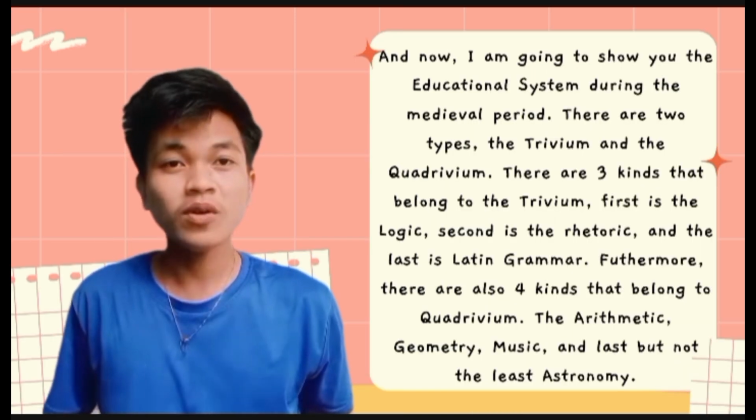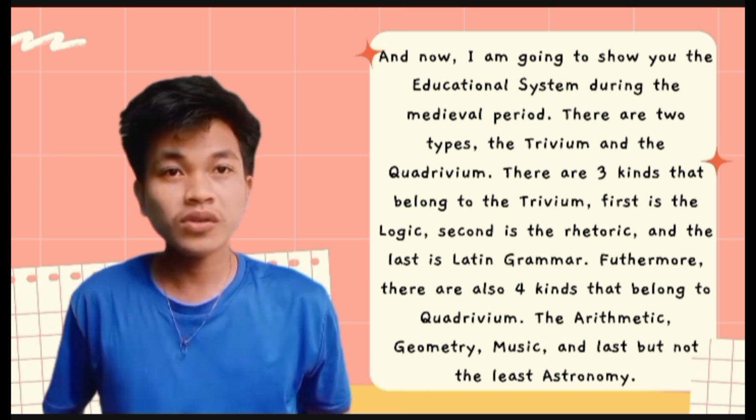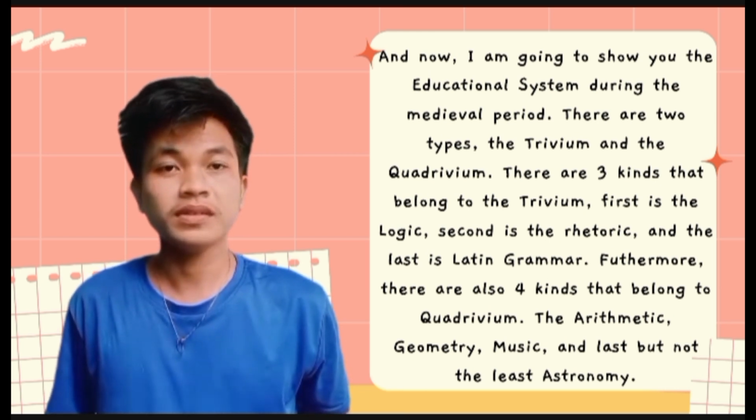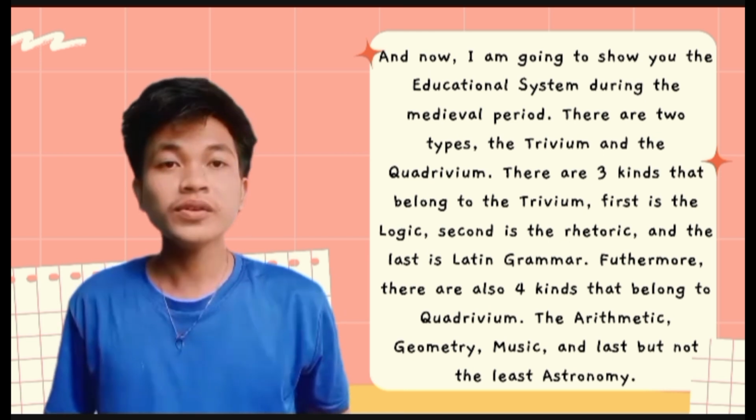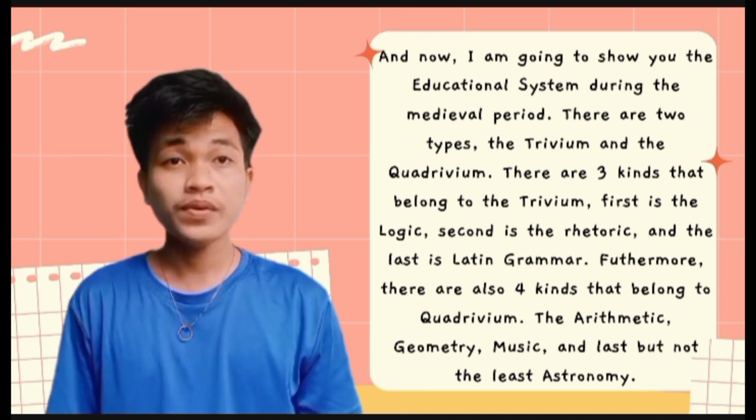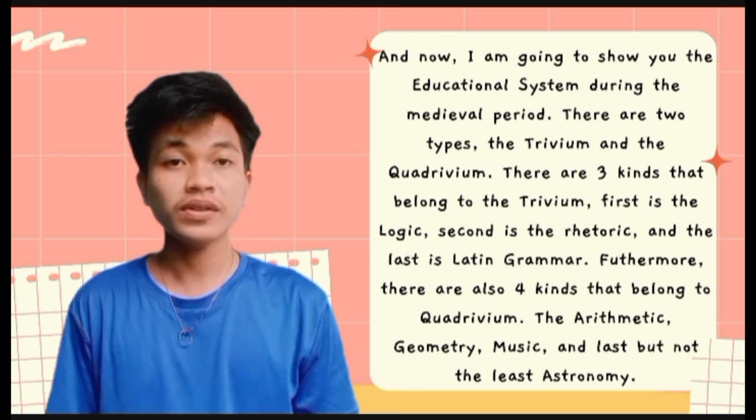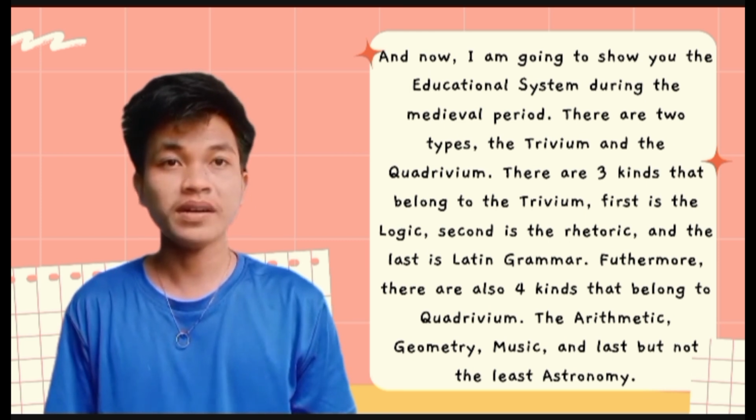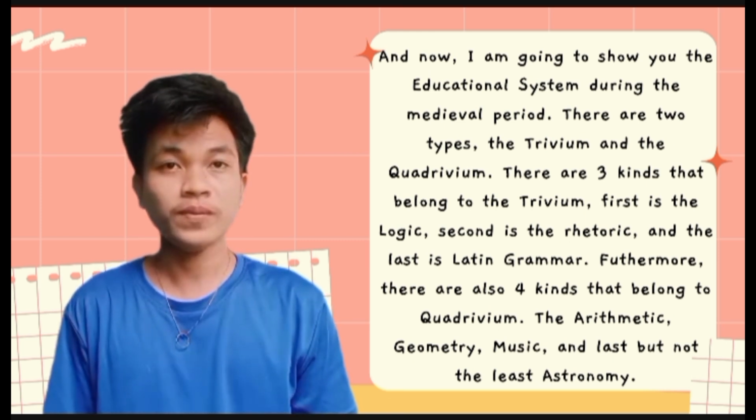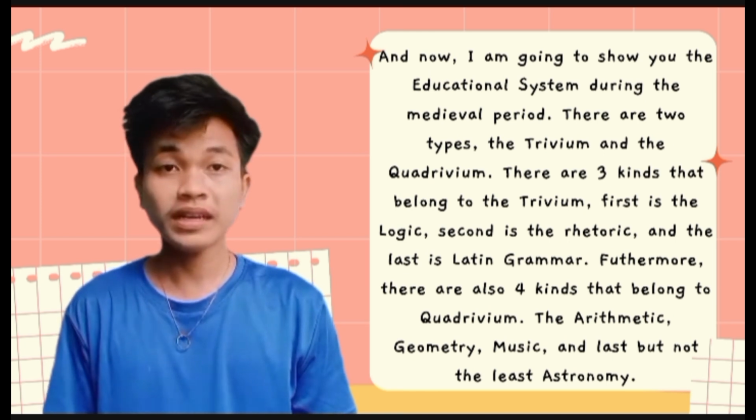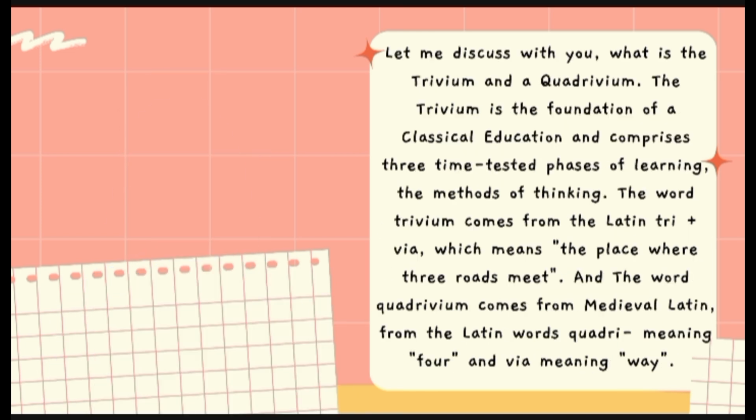And now, I am going to show you the educational system during the medieval period. There are two types, the trivium and the quadrivium. There are three kinds that belong to the trivium. First is logic, second is rhetoric, and last is Latin grammar. Furthermore, there are four kinds that belong to the quadrivium: arithmetic, geometry, astronomy, and music.